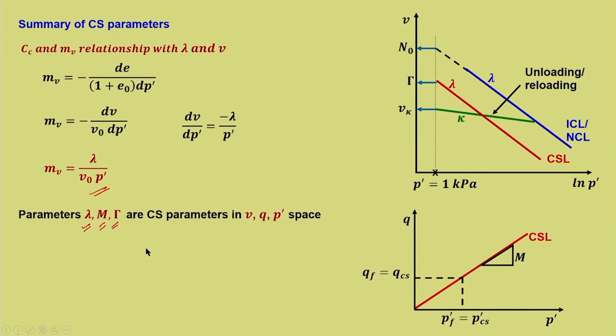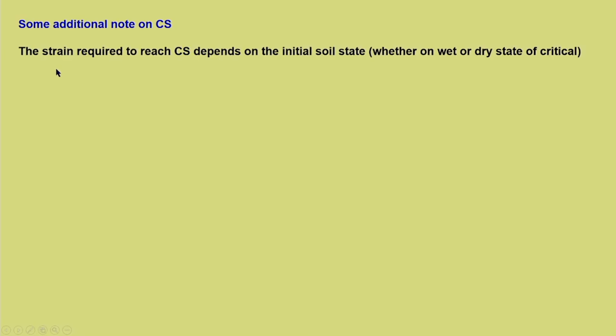Please keep these relationships that we discussed as a summary in your mind, because these are very important as we move further. These parameters can be considered as fundamental soil parameters. Some additional notes on critical state before we wrap up the introduction part. The strain required to reach critical state depends on the initial soil state, whether it is on the wet or dry side of critical.